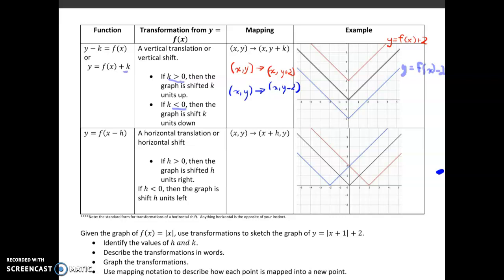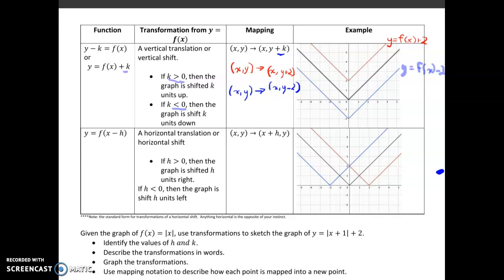All right. So that's vertical shift. Vertical shift all has to do with the k, the constant. This is what it looks like in functional notation. This is what it looks like in mapping notation. This is what it looks like for a specific example.